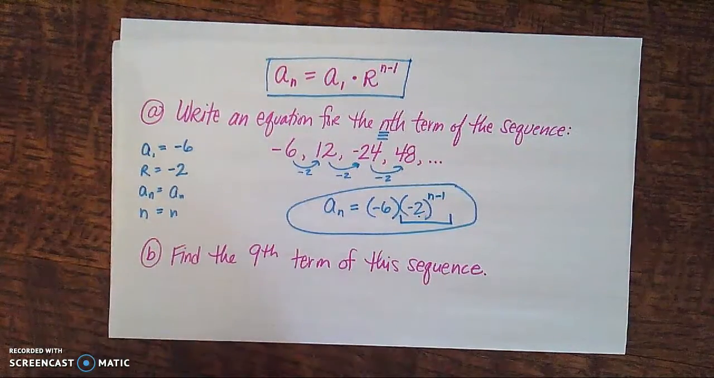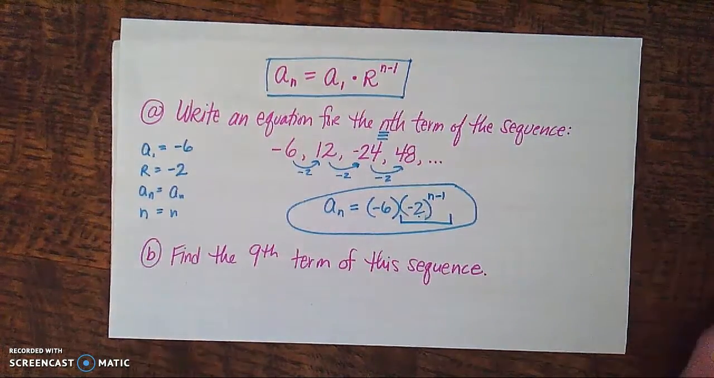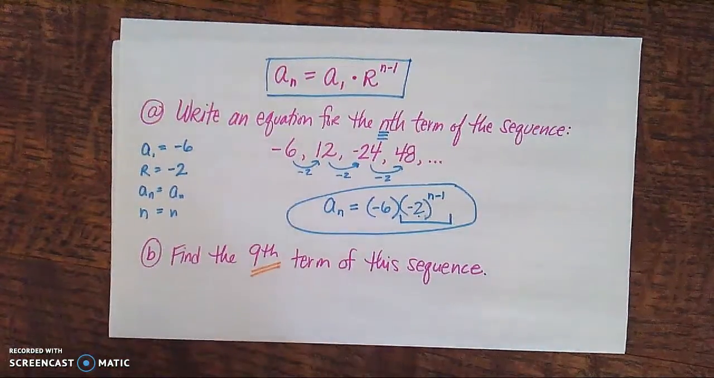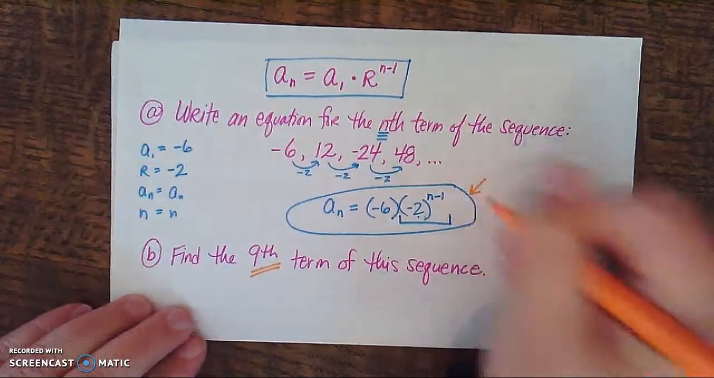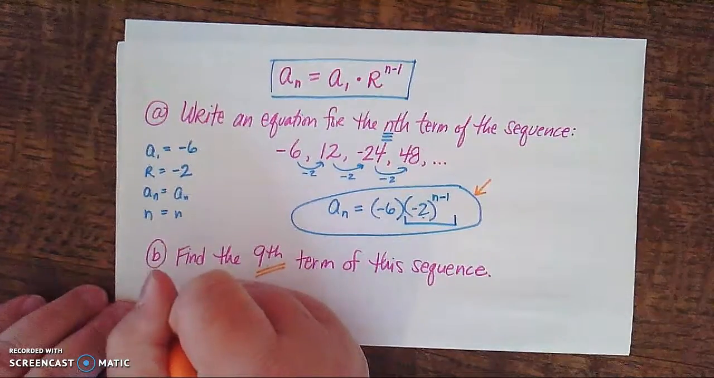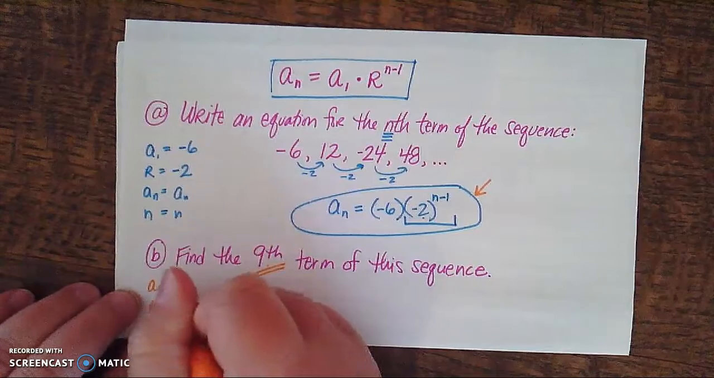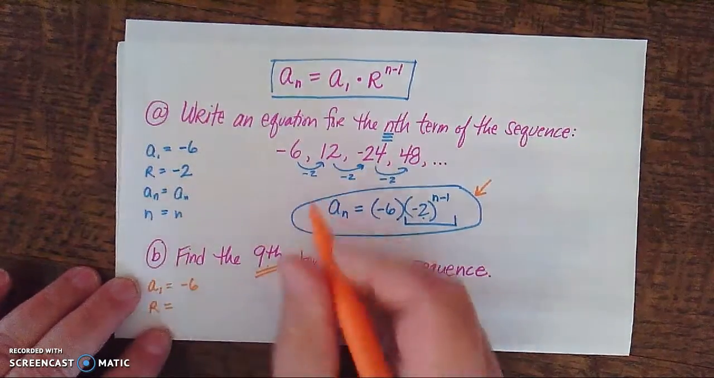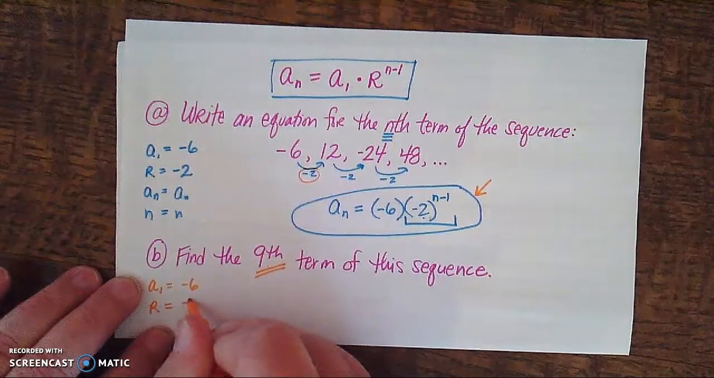Plug in what you know. Now we're going to take it even a step further, and we are going to find the 9th term of this sequence. So we're going to use this formula, but now we're going to find the 9th term. And if it helps, go ahead and write down what you know. A sub 1 is still -6. The common ratio is still -2.